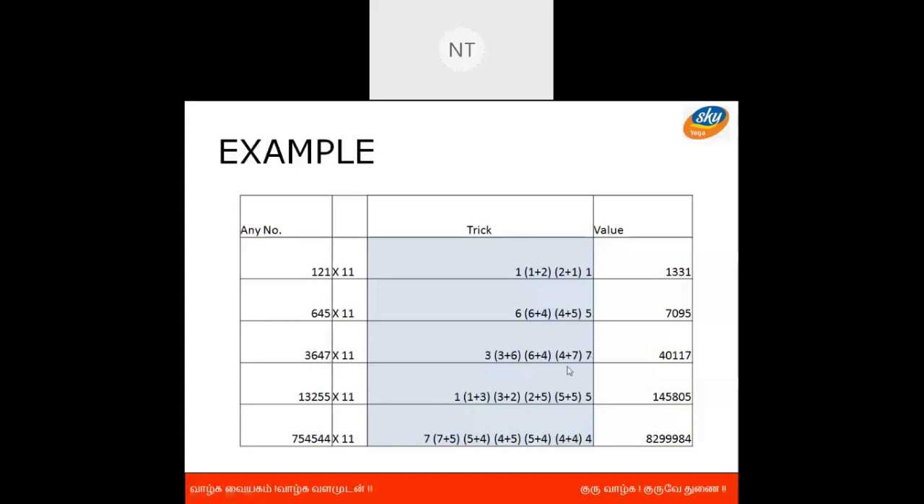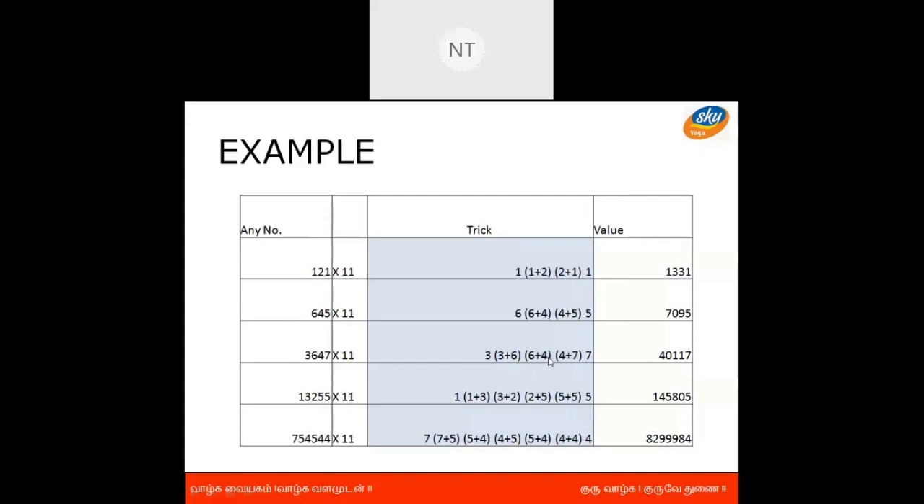And 4 plus 7 you add, and 6 plus 4 you add, and 3 plus 6 you add, and the last 3 you keep as it is. Here 7 is okay, 4 plus 7 becomes 11, so you cannot put 11 here, so you put 1 and then carry over 1 here.